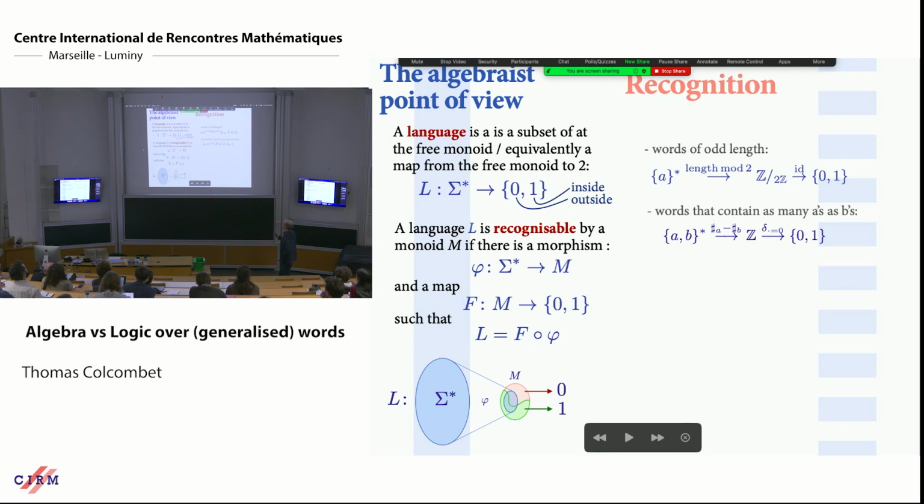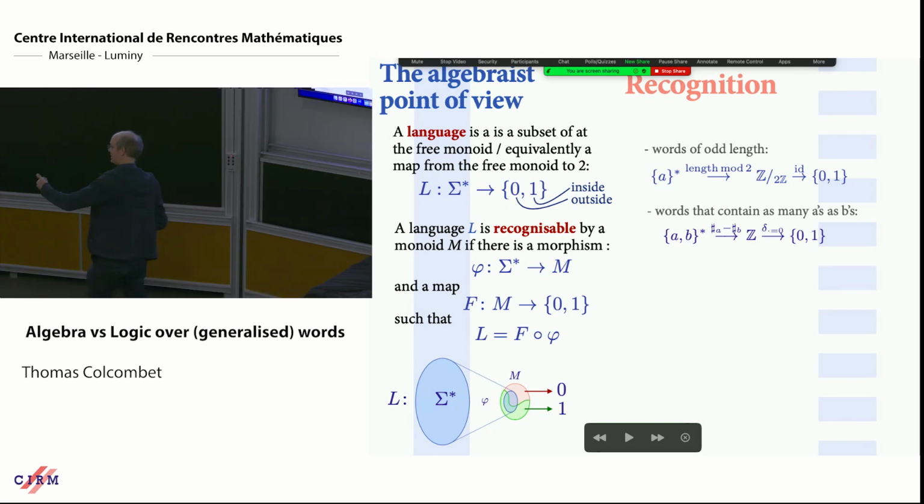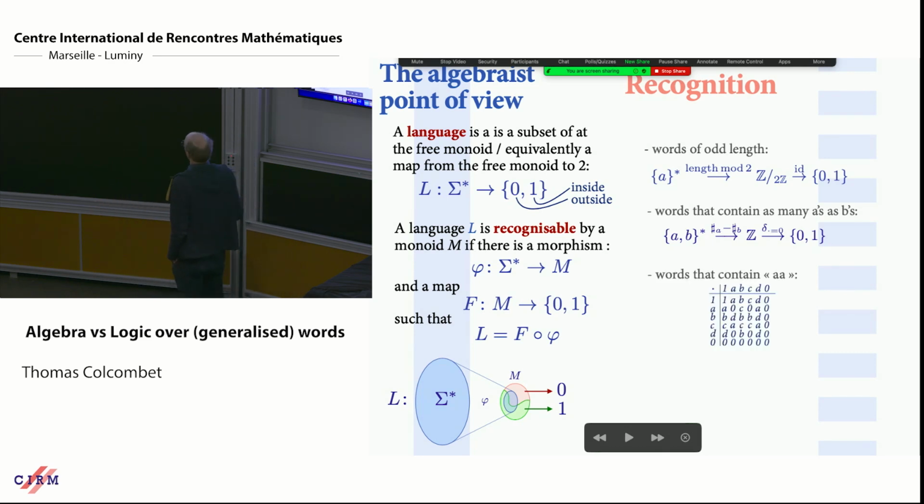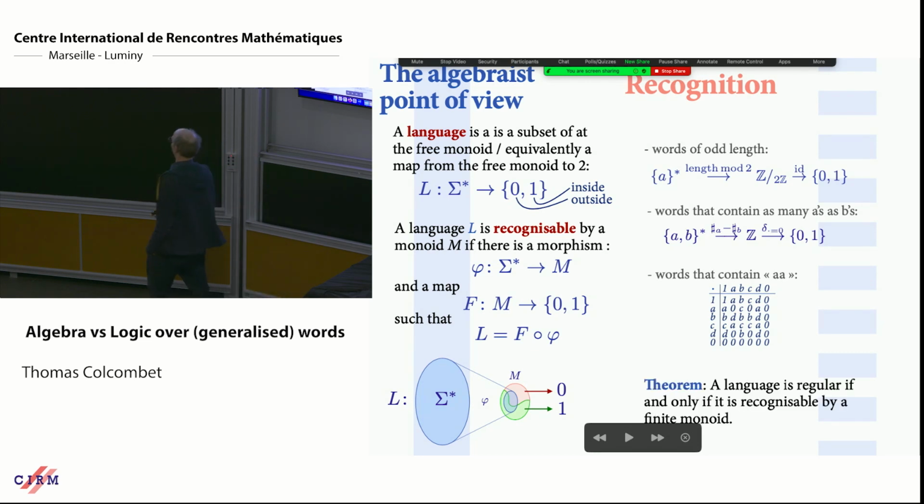The same technique works for more complicated languages. For instance, if you want to check whether there are as many A's as B's, you would send the words over A, B to Z, and your morphism will be the number of A's minus the number of B's, and then you check whether the result is 0 for outputting accept or reject. And if you use this table, which is here, it's supposed to do detecting whether the factor AA occurs somewhere. So it has been constructed, well, you don't care.